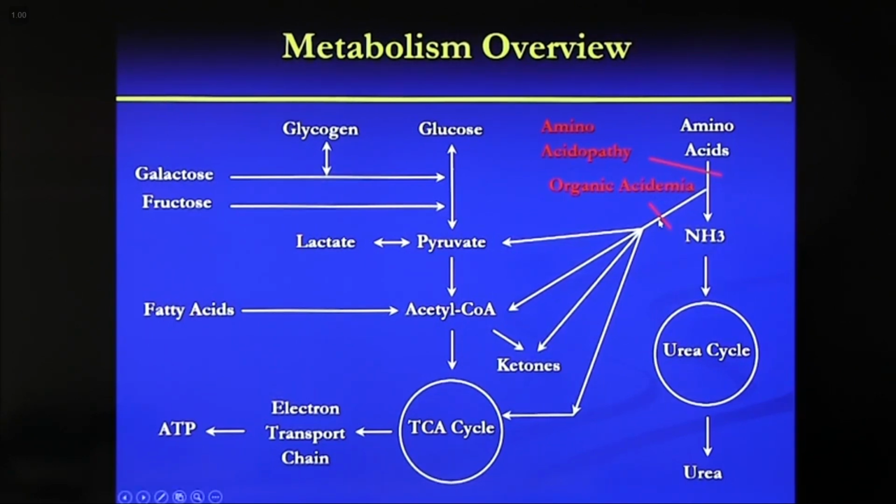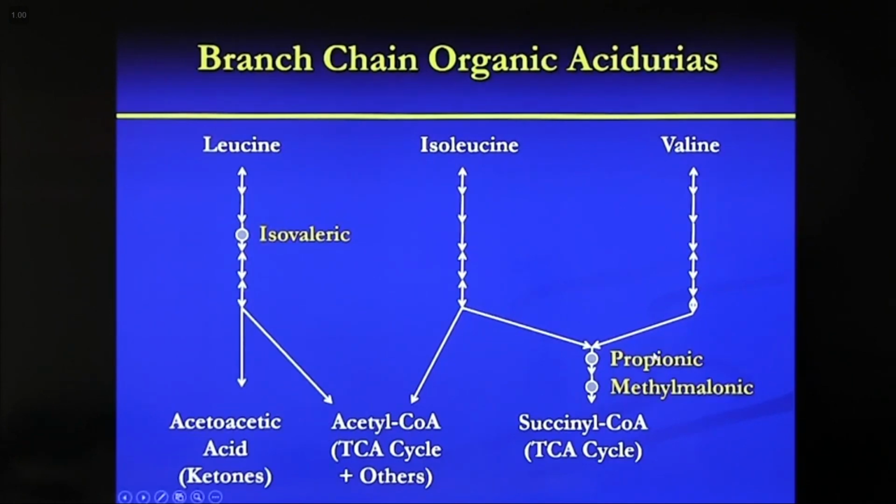And these things cause toxicity. Yes, you may need the carbon skeletons, but most of us don't. It's the fact that you stop these reactions in the middle that causes the issue. These are 3 common forms of organic acidemias, or organic acidurias, as they're sometimes called. Most of you will remember this from residency, that you might have propionic acidemia, methylmalonic acidemia, and isovaleric acidemia.